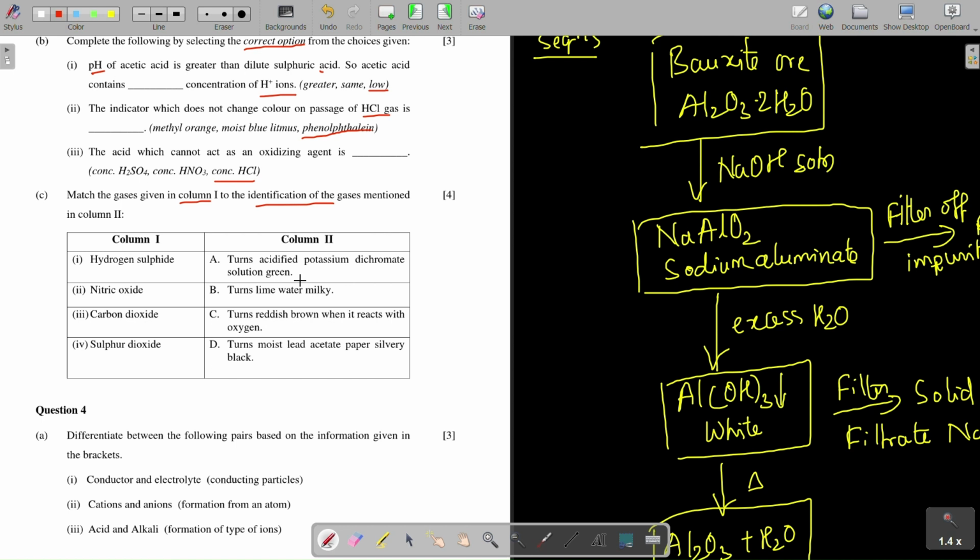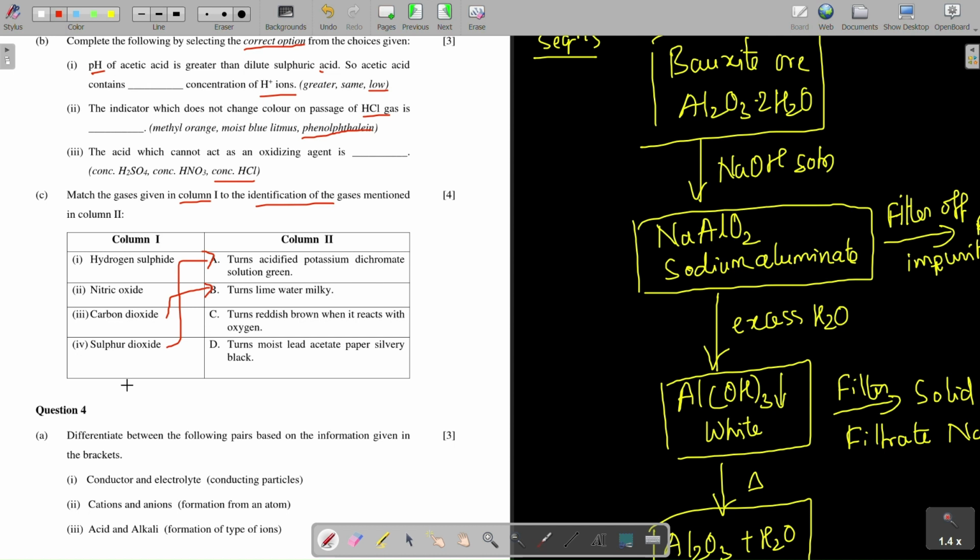This is a very nice question. Here they are testing your practical knowledge. Hydrogen sulfide, nitric oxide, carbon dioxide, sulfur dioxide. So you know some of them. Carbon dioxide and sulfur dioxide turn lime water milky. But turning acidified potassium dichromate solution green cannot be shown by carbon dioxide. It should be by sulfur dioxide. So for question number 3 it will be B. For 4 it will be A. Then what is left? Hydrogen sulfide and nitric oxide.